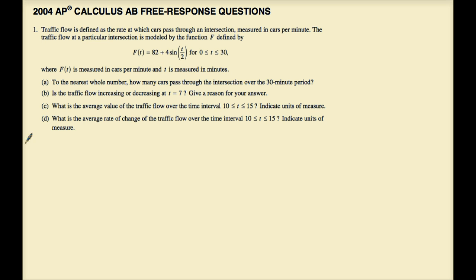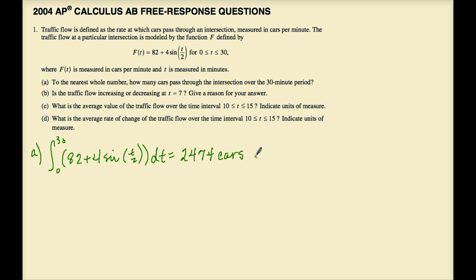Letter A asks, to the nearest whole number, how many cars pass through the intersection over the 30-minute period? So we'll set up our integral from 0 to 30 of 82 plus 4 sine of t over 2 dt. That value is 2474 cars, which means that on the interval from t equals 0 to t equals 30, 2,474 cars pass through the intersection. Now let's look at letter B.